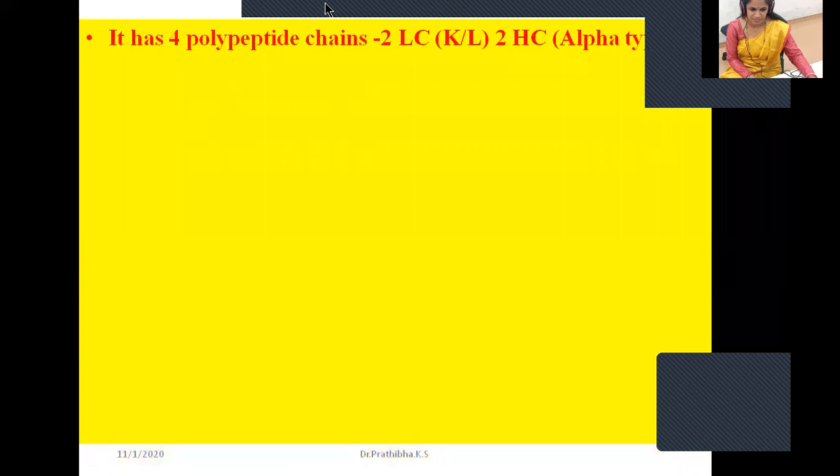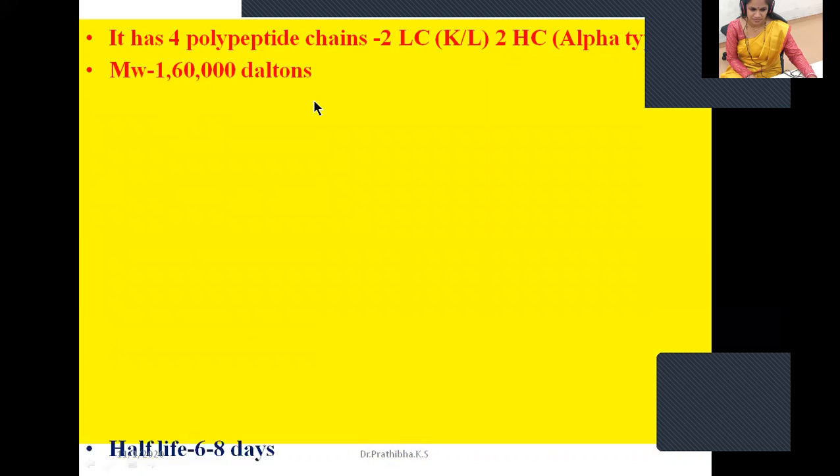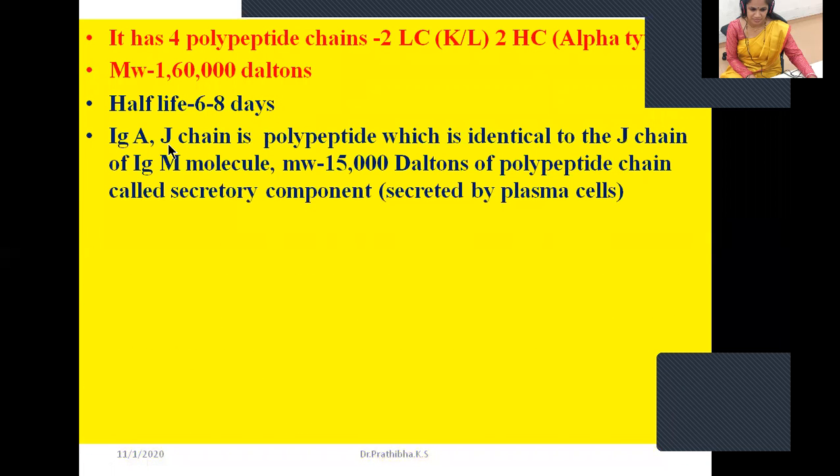It has four polypeptide chains, where you can see the presence of two light chains, either kappa or lambda, and two heavy chains that will be alpha type. The molecular weight is 160 kilodaltons, half-life 6 to 8 days. In IgA, we can see the presence of the J chain. This J chain is basically made up of polypeptide, it means it is made up of protein molecules, right? Polypeptide, where you can see amino acids joined together through peptide bonds.